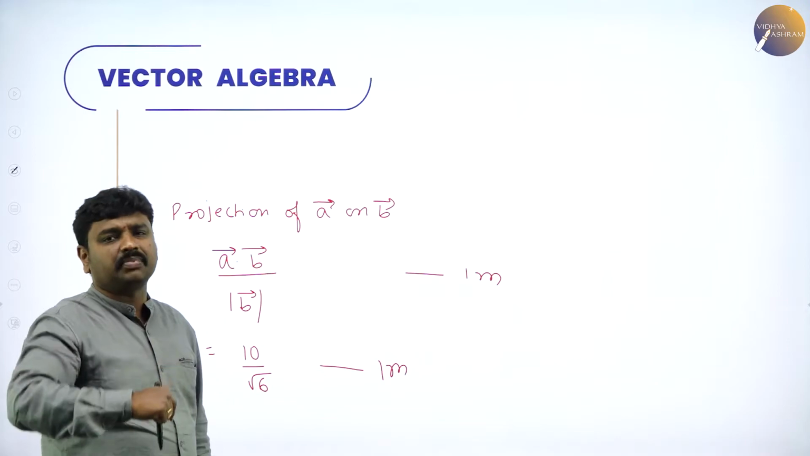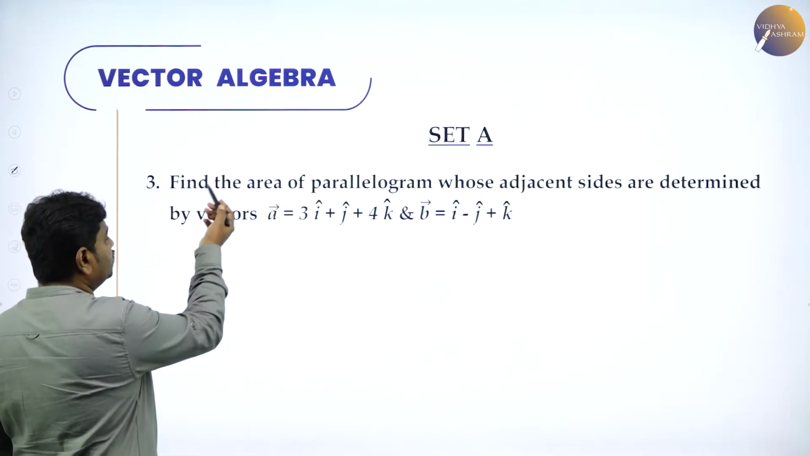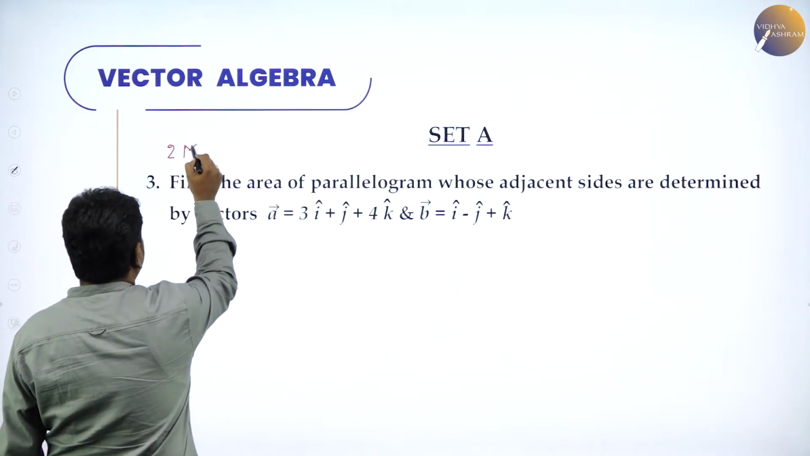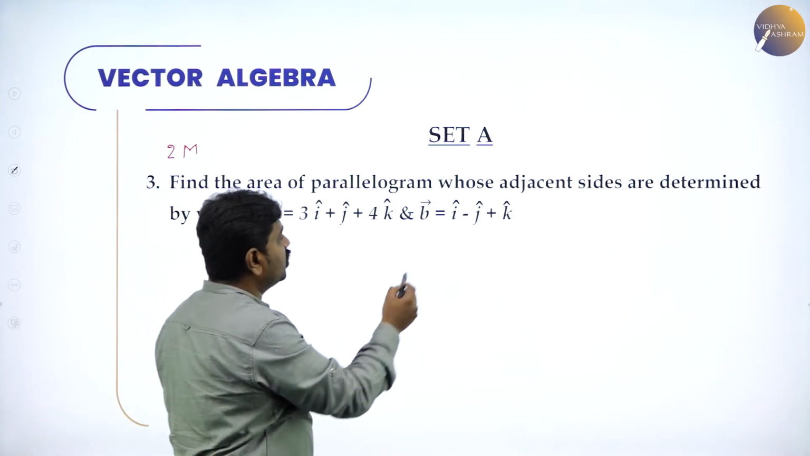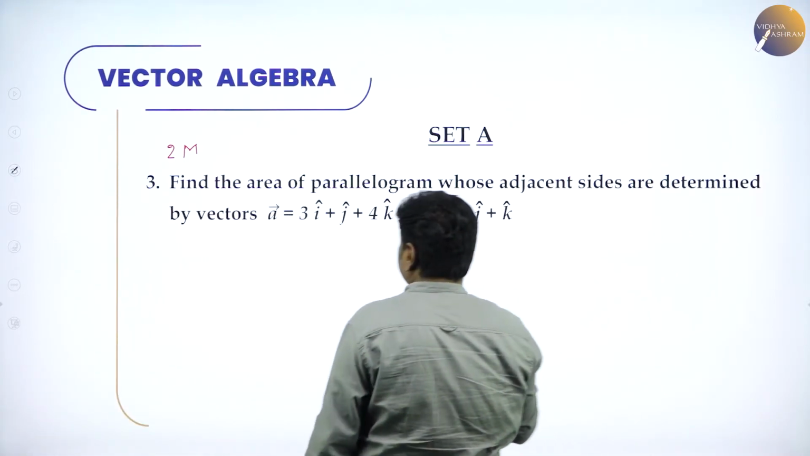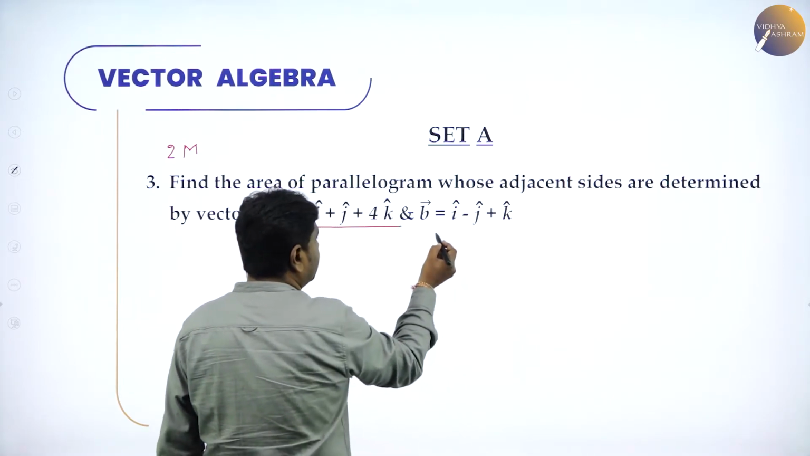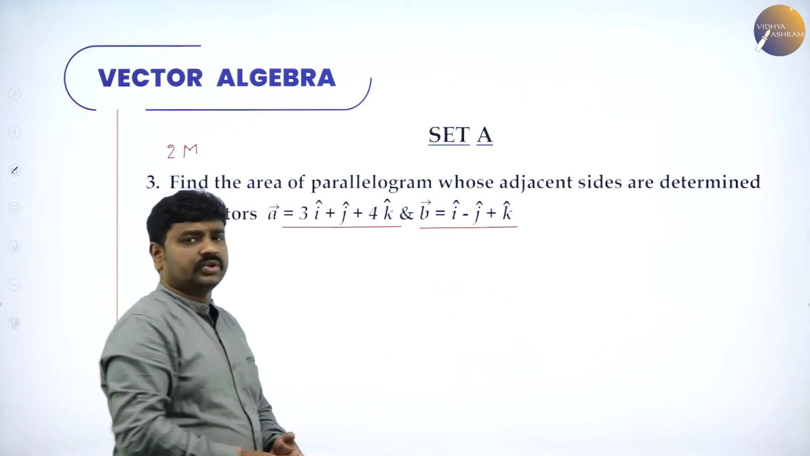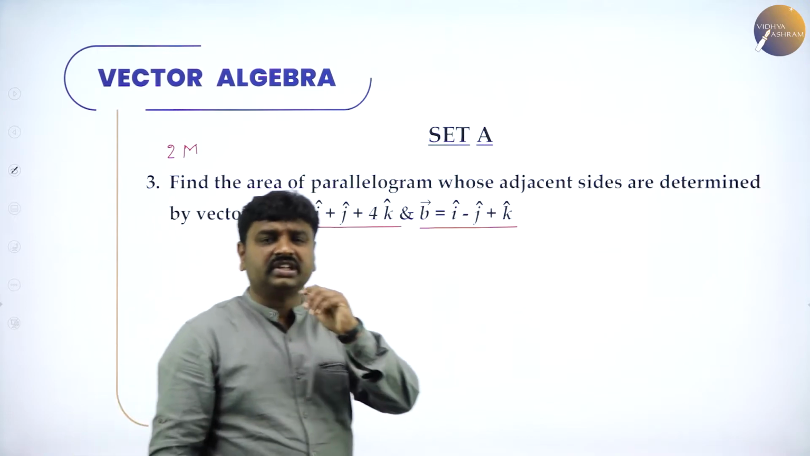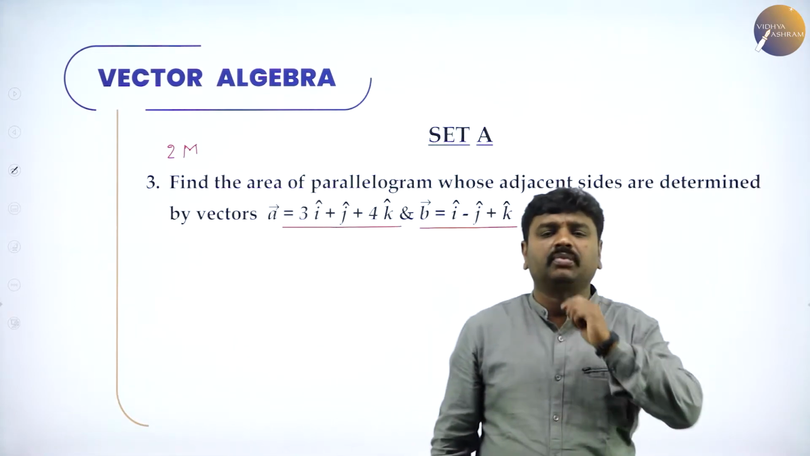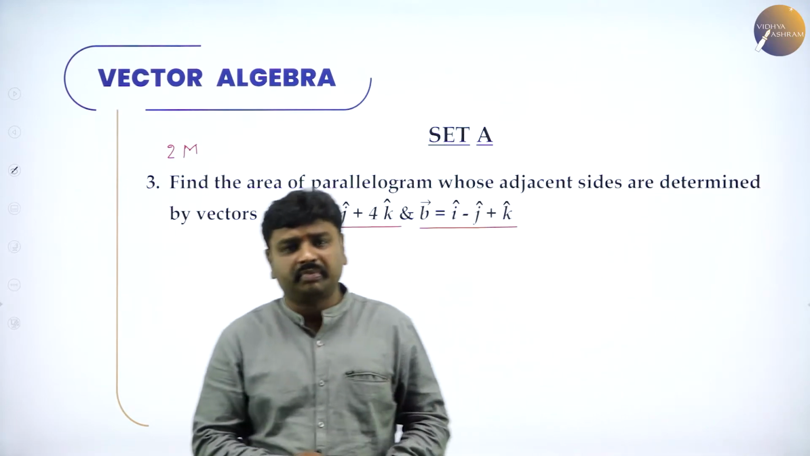I am taking one sample paper. In sample paper, I am picking 1 mark, 2 mark, other 2 mark question. So this is also a standard 2 marker. Find the area of parallelogram whose adjacent sides are determined by the vectors. Vector A, 3i cap plus j cap plus 4k cap. Vector B, i cap minus j cap plus 2k cap. They'll give 2 vectors as 2 adjacent sides and ask you to find the area of parallelogram. Writing the formula 1 mark, getting the correct answer 1 mark. So they want what? Area of parallelogram.